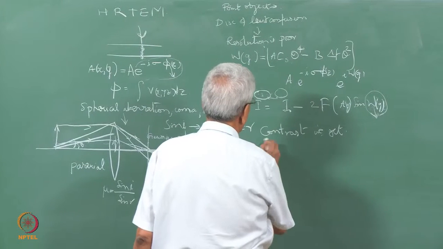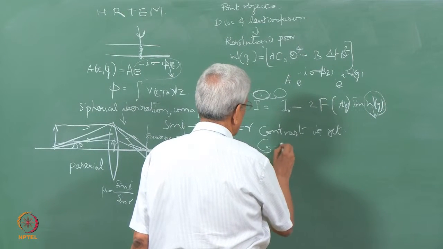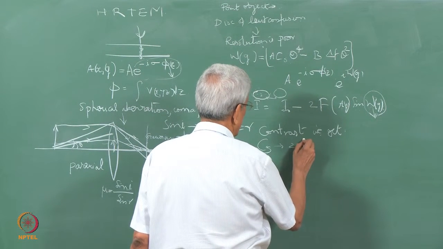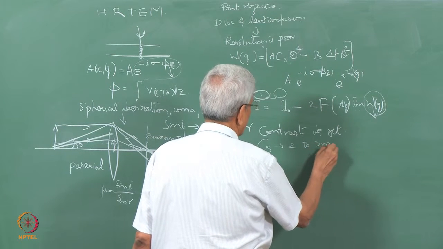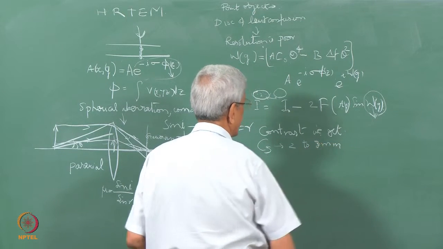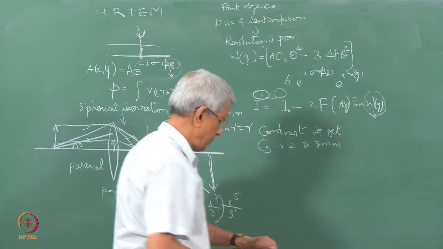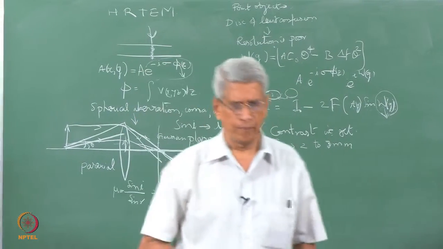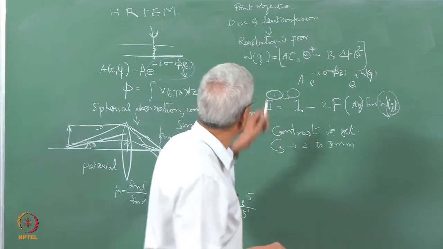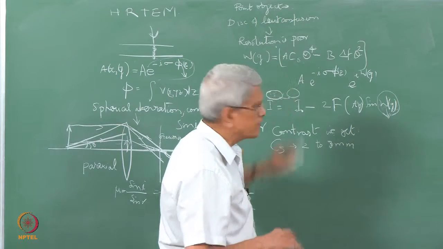And generally the value of CS, the spherical aberration, is about 2 to 3 millimeter. Suppose we can make this spherical aberration extremely small. How exactly can it be done?